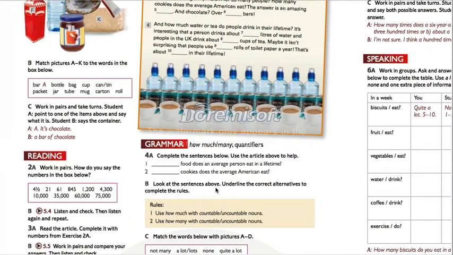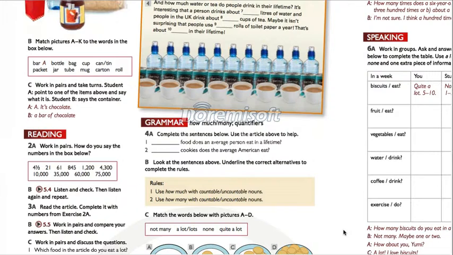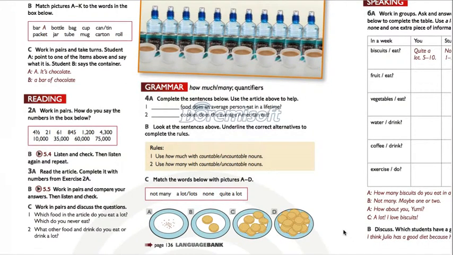It says, look at the sentences above, underline the correct alternatives to complete the rules. So instead of just feeding the student the answer, we try, as a teacher, to elicit the answer from them to get them to think about the grammar themselves before the teacher tells them about the meaning.